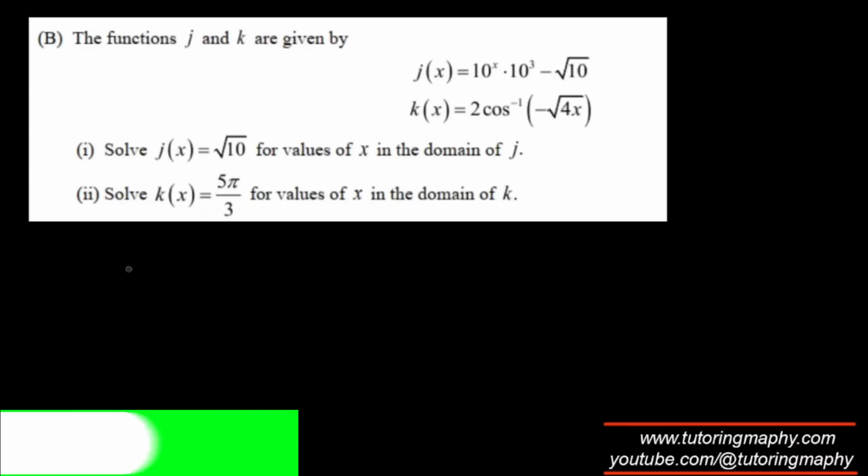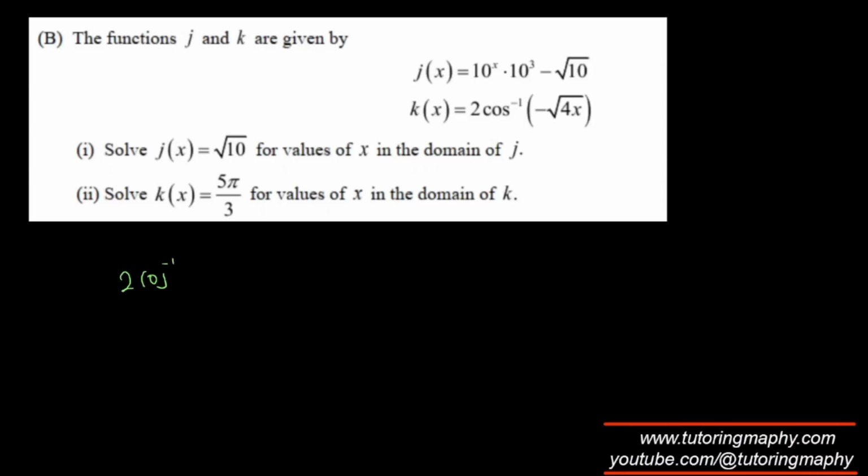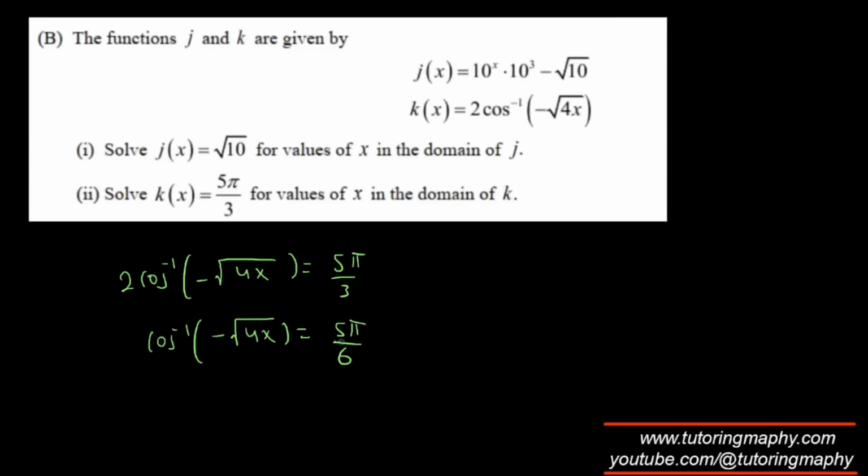So let's do that. k is 2 cos inverse of negative root of 4x, which should be equal to 5 pi over 3. I'm going to divide both sides by 2. So cos inverse of negative root of 4x will be equal to 5 pi over 6. I'm going to take cosine of both sides. So cos of cos inverse of this thing, I'll just write this step: cos of cos inverse of negative root 4x will be equal to cosine of 5 pi over 6.